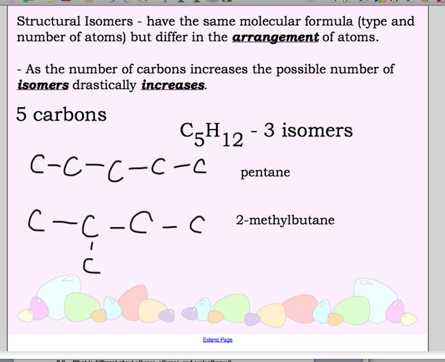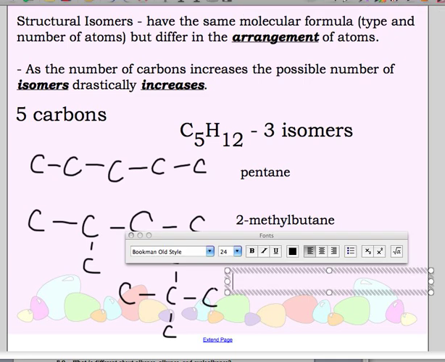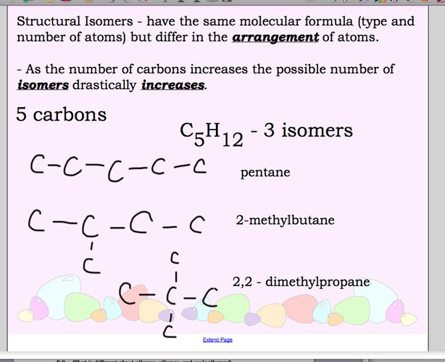And the last one you can do is this guy right here. And this guy's name is 2,2-dimethyl propane. No matter what other way you would try and draw it, if you name it appropriately or if you draw it appropriately, you are drawing one of these 3.